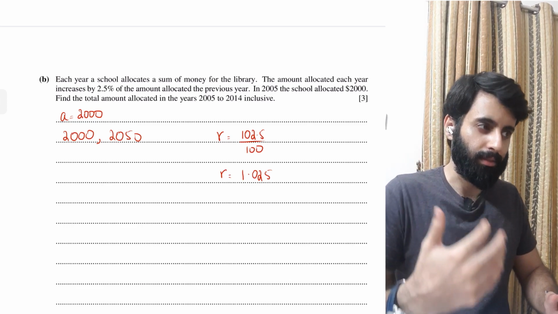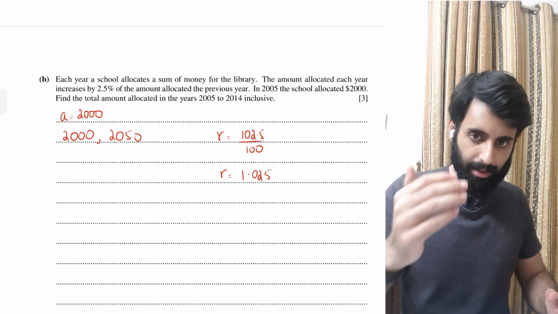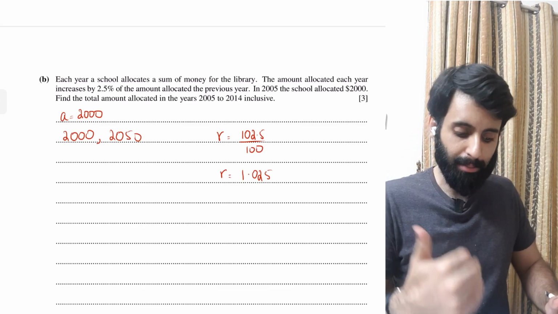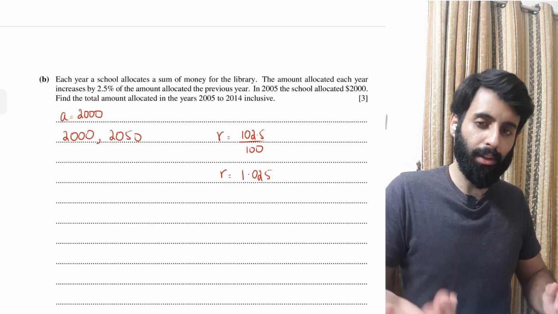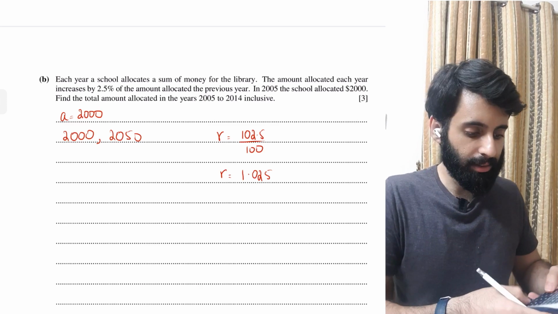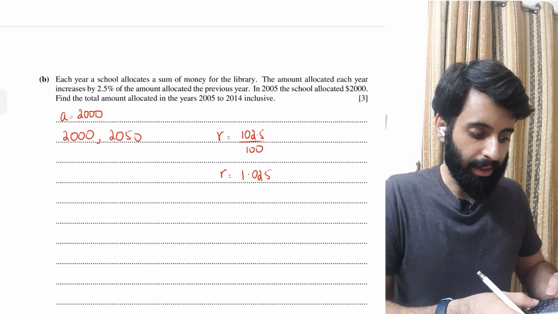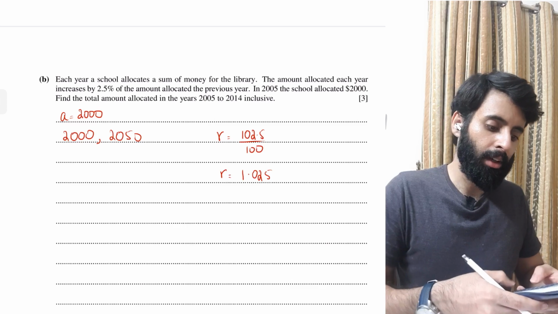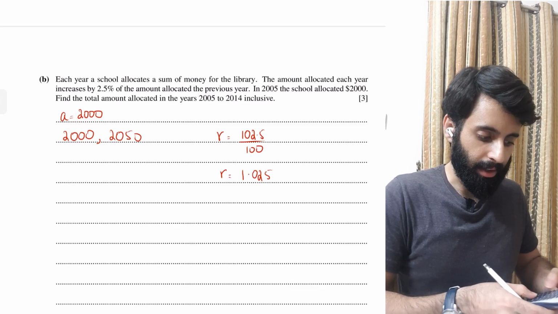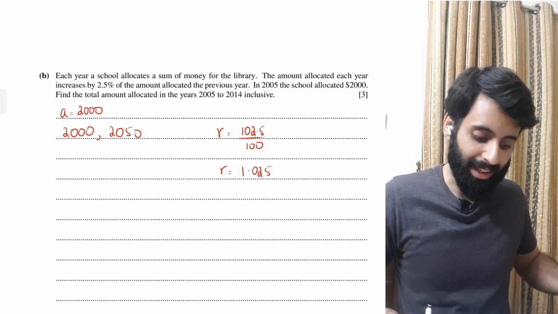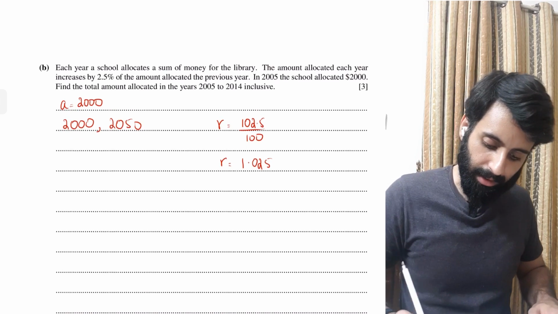So that means the way to do that would be to take the final term and from it subtract the first term, and then you add 1 to it. Whenever you're counting inclusively, that's what you always do. So if you're looking at 2005 to 2014, if you want to find out the number of years, you take 2014, from it you subtract 2005, and then you add 1 to it, so you're looking at 10 years. So that means we need to find out the sum of the 10 terms.